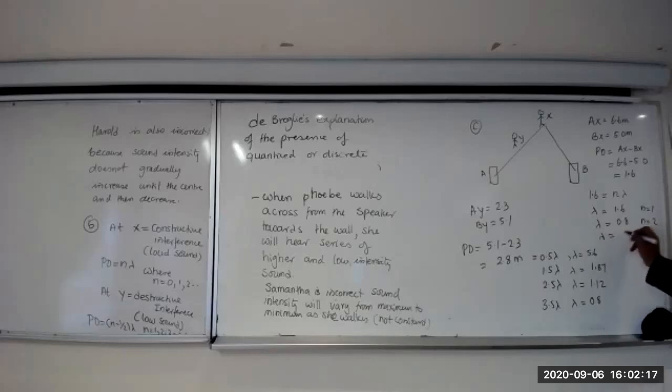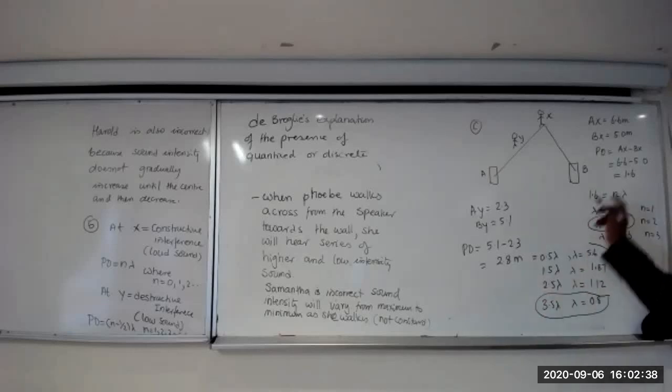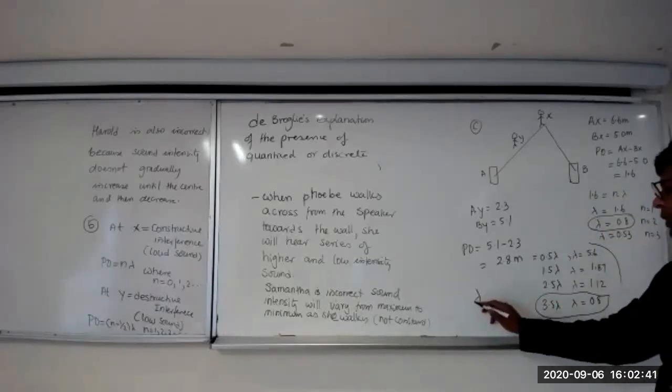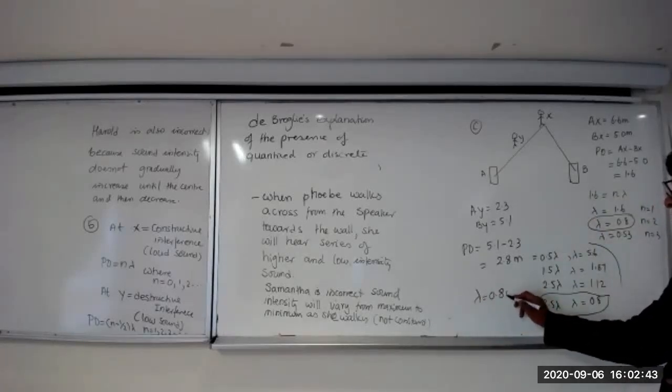Or lambda could be 1.6 divided by 3, 0.53. So you can see the one matching there. So your lambda has to satisfy both conditions at 0.8 meters.